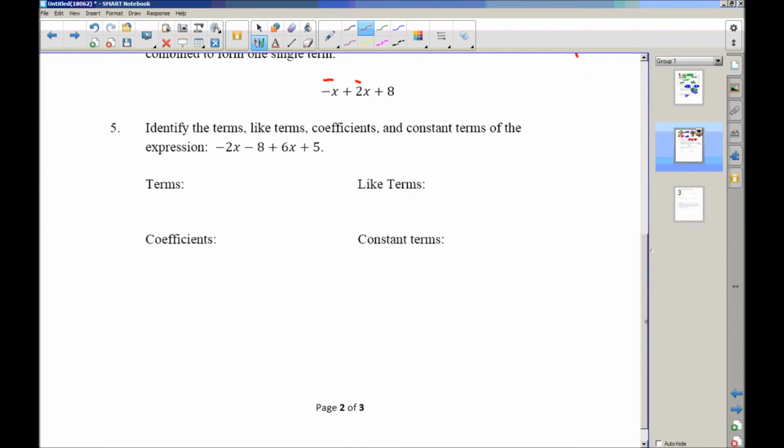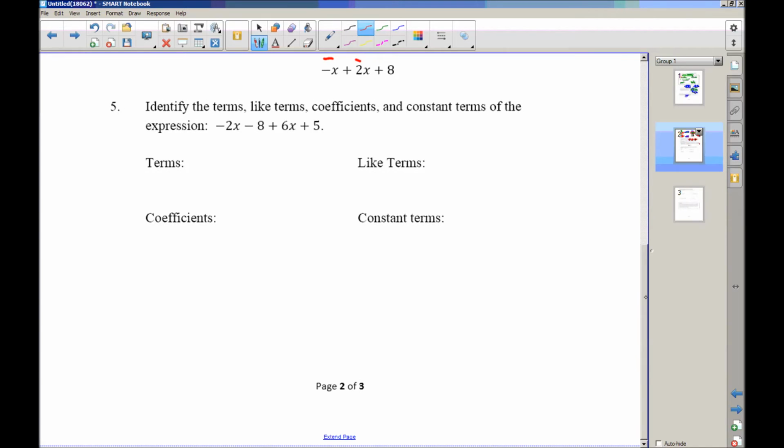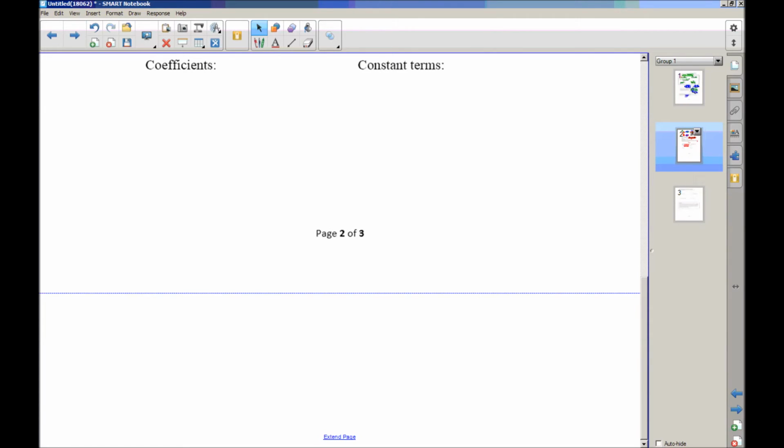All right. So identify like terms, coefficients, and constant terms of the expression below. Okay. So here is our expression. We have the following: negative 2x plus negative 8 plus 6x plus 5. Remember, the terms are separated by adding, and we can do leave, change, or add the opposite to make a subtraction become an adding. So our terms here are all of these parts in between the adding: negative 2x, negative 8, 6x, and 5.